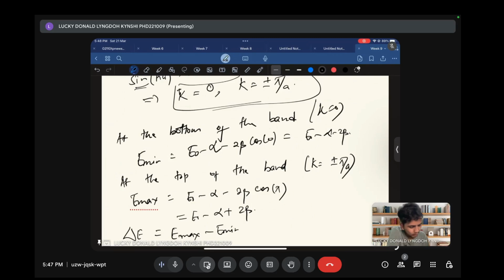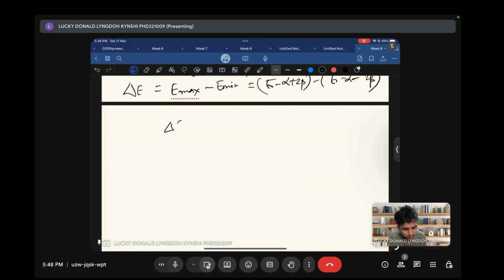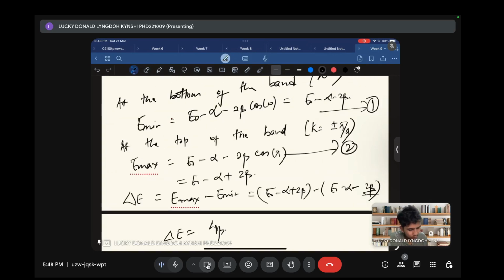If you take this one as equation 1 and this as equation 2, then E naught and E naught will get cancelled. We will get E naught minus alpha plus 2 beta, minus E naught minus alpha minus 2 beta. So E naught will get cancelled, alpha and alpha get cancelled, but delta E will be equal to 4 beta. Why 4 beta? Because here minus 2 beta, minus and minus will get cancelled and become plus, so we get 2 beta plus 2 beta, which goes to 4 beta.